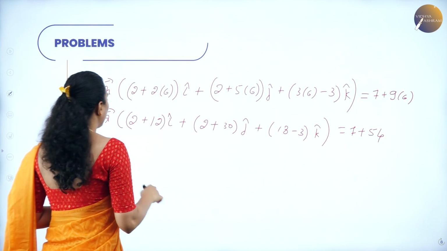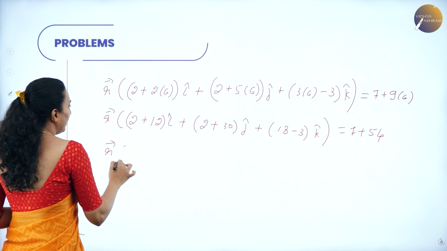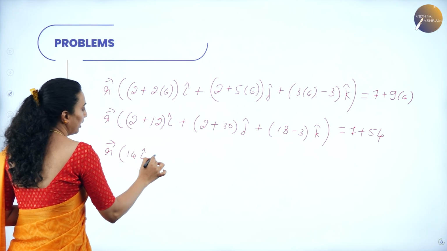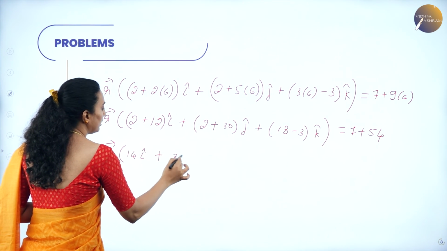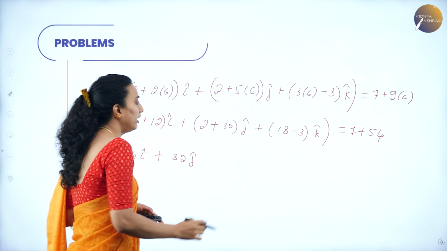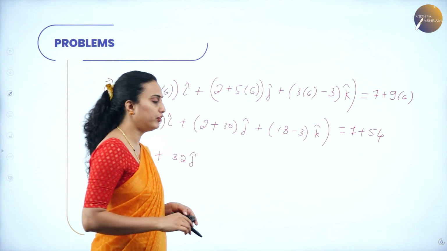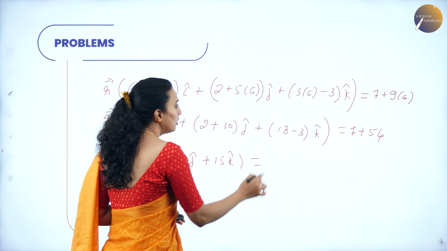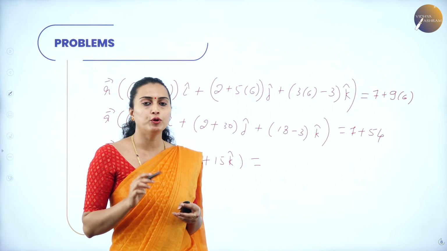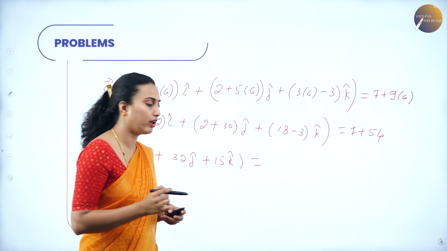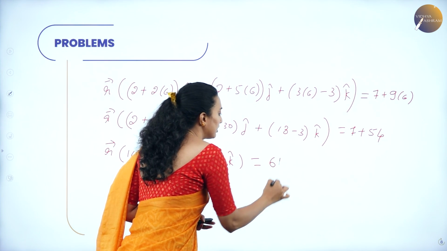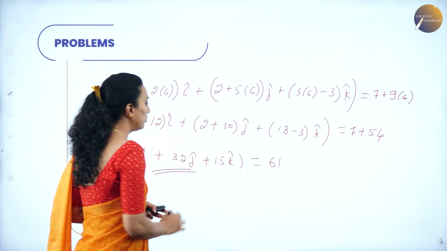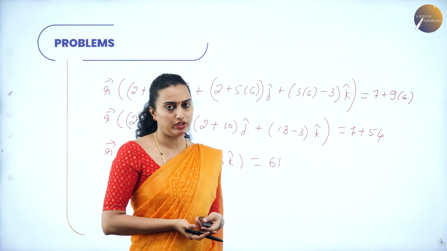Got? Now you can add up this. R vector into (12 plus 2 is nothing but 14) i, again plus (30 plus 2 is 32) j, again 18 minus 3 is nothing but 15. So plus 15k is equal to, you know already, 54 plus 7 gives you 61. So therefore we are having 61. So that's it. So this is what you are going to know as the vector equation.